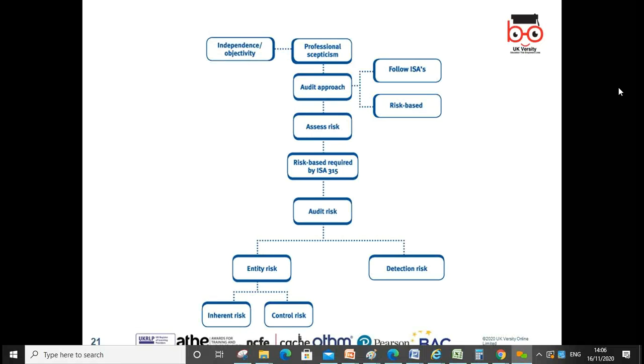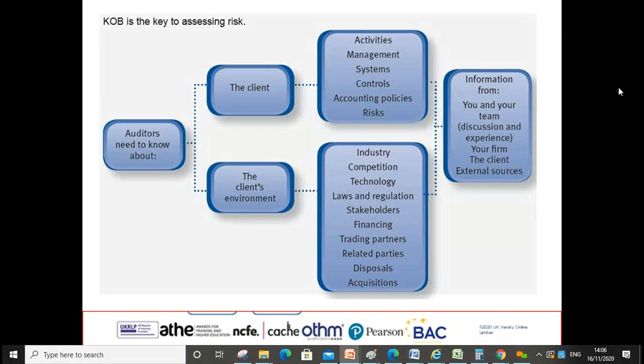Okay. So then next we're looking at how knowledge is the key to assessing risk. Data needs to be known about the client environment. What we discussed is summarized in these mind maps. Yes. Okay.